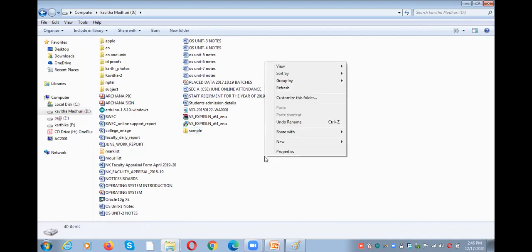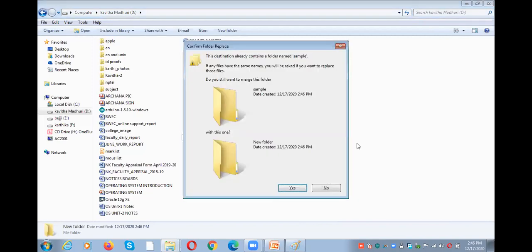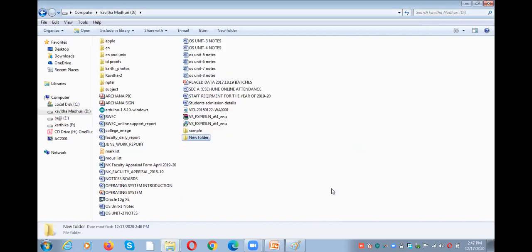Again, I would like to create another one in the same directory with the same name, sample. See the error? It indicates confirm folder replace. This destination already contains a folder named sample. So do you want to merge, or do you want to replace the old one with the new one? Like that, it asks the question. No. Then automatically, we cannot create two files with the same name.